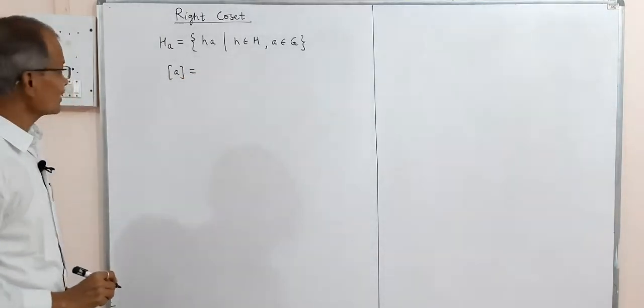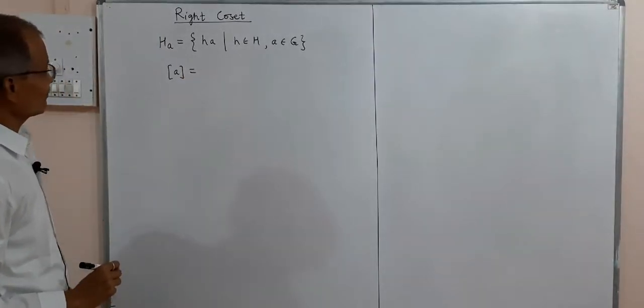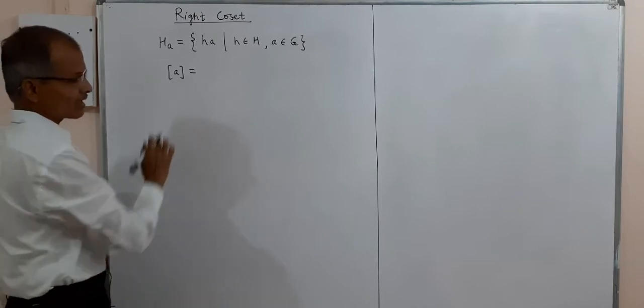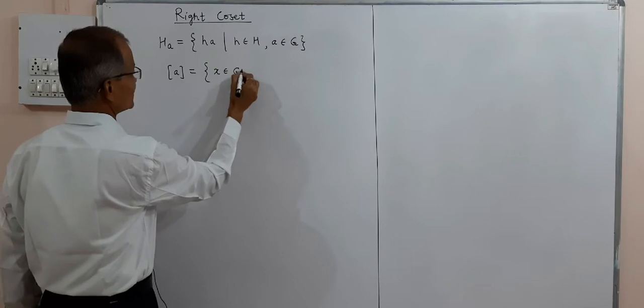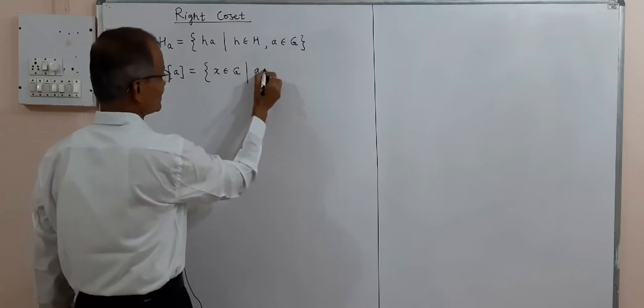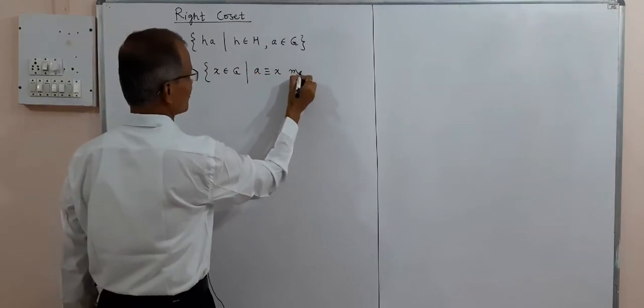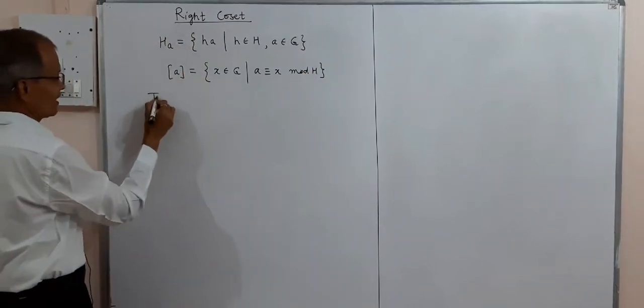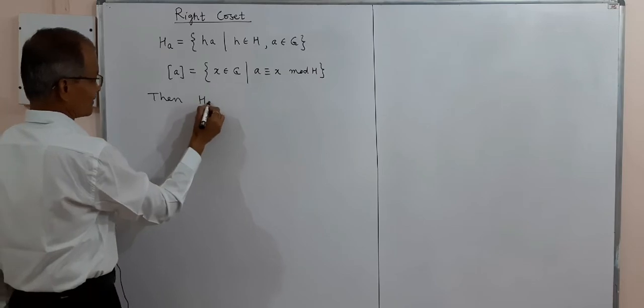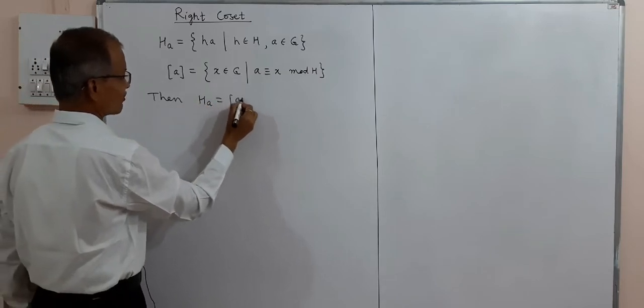That is, if we consider [a] as the set of x belongs to G such that a is congruent to x modulo H, the congruence class of a, then these two are equal. Then the right coset is equal to the congruence class of a.